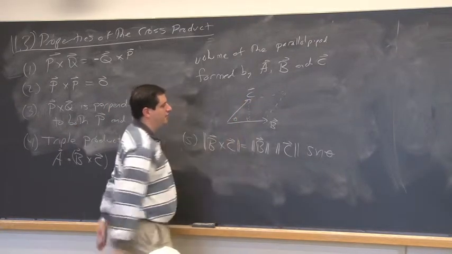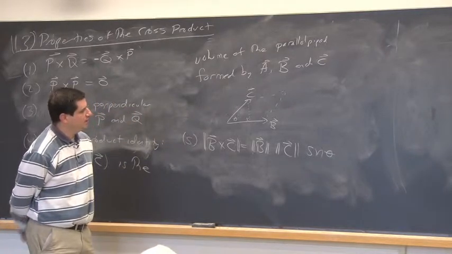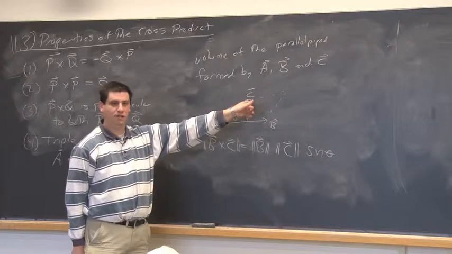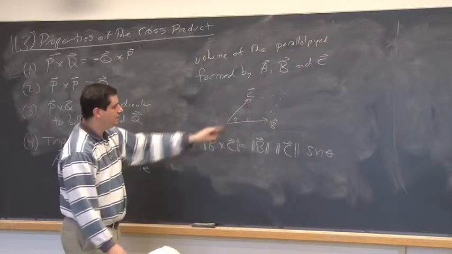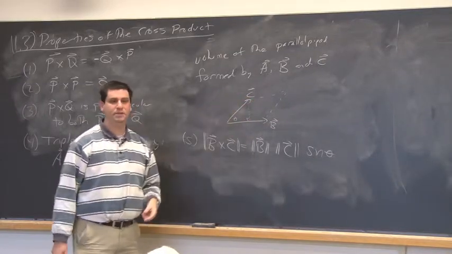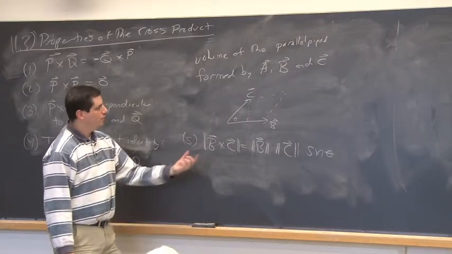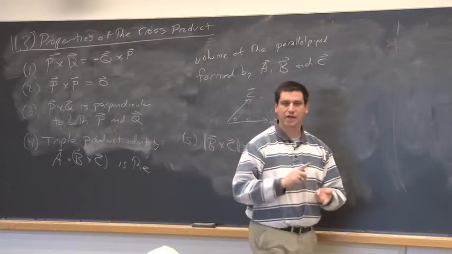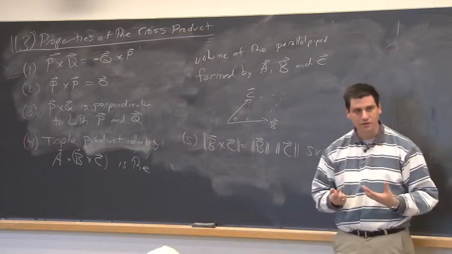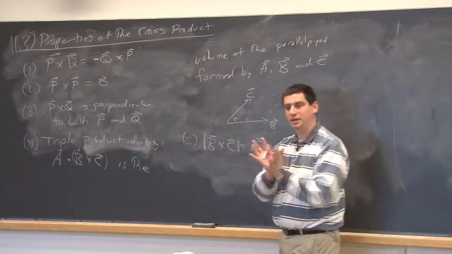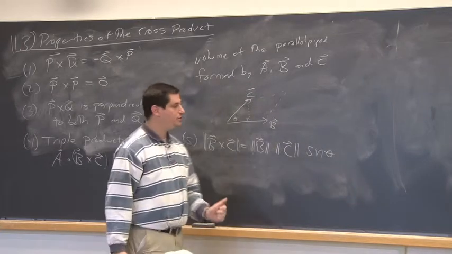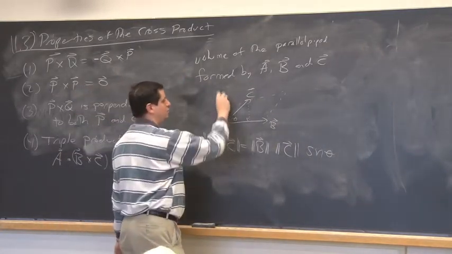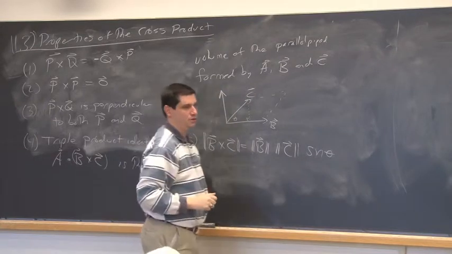I love drawing auxiliary lines. If I draw an auxiliary line here, this thing over here is C sine theta, or length of C sine theta. This is the area of the parallelogram that B and C form. So B cross C as a vector has magnitude and direction. The magnitude is the area of the parallelogram that B and C form. The direction turns out to be perpendicular to B and C, so it's going to come straight up like this.